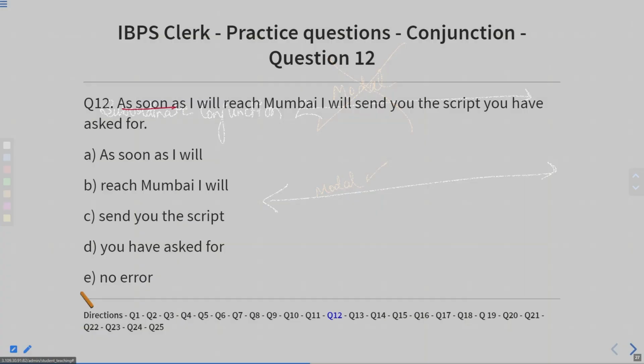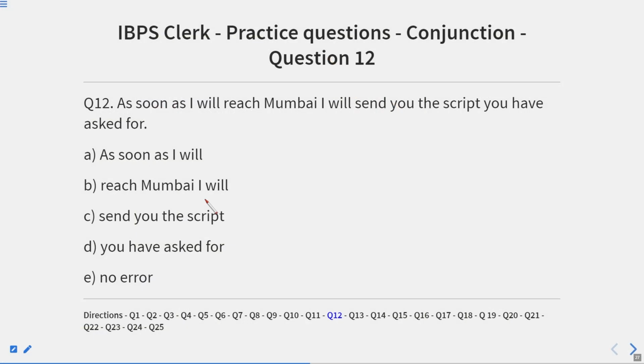So let us get back. So now this is question number 12. Here it is written, as soon as I will reach Mumbai, I will send you the script you have asked for. Now, this is a very simple and important type of question as well.